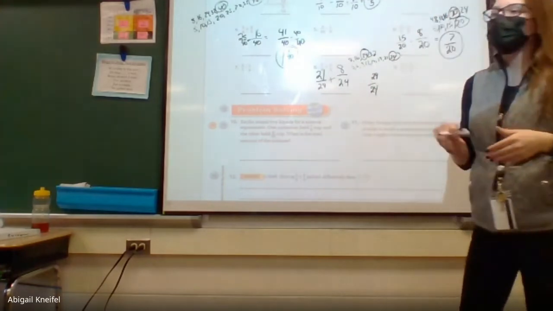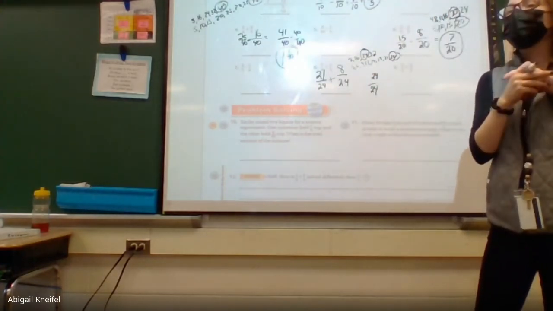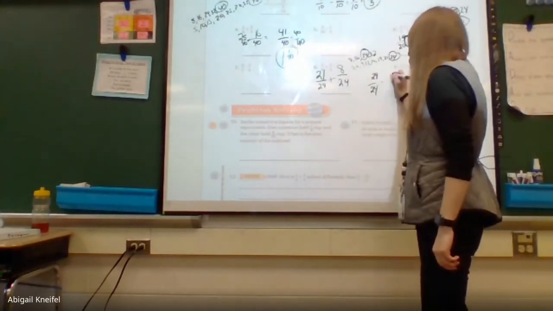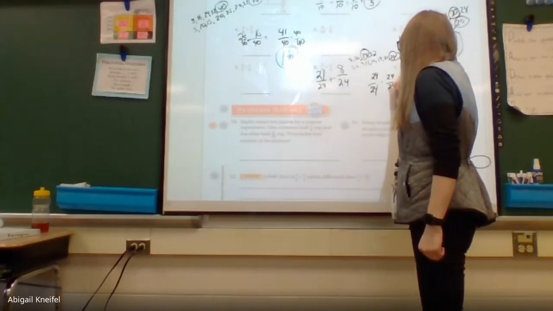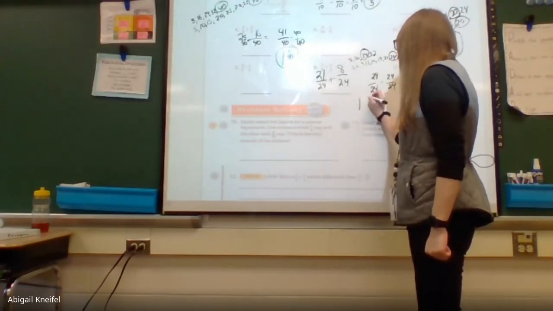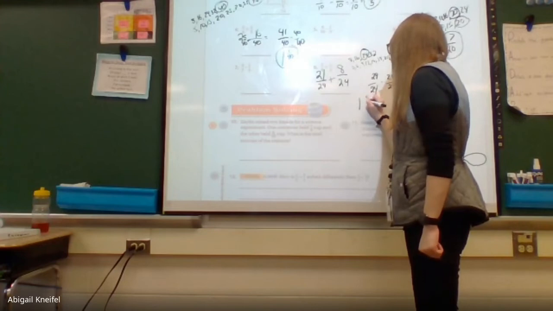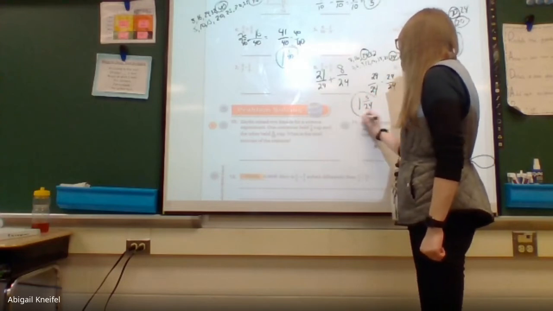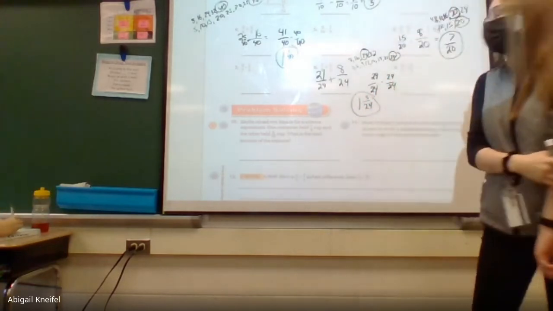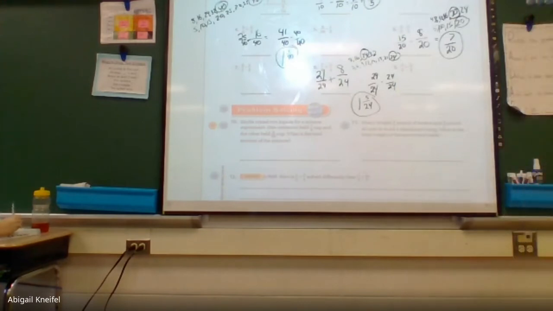And once again, to get it in its simplest form, we would take out a whole. A whole would be 24 over 24, which would leave us with 1 and 5 24ths. If you had 29 over 24, that's okay. Feel free to write it as a mixed number.